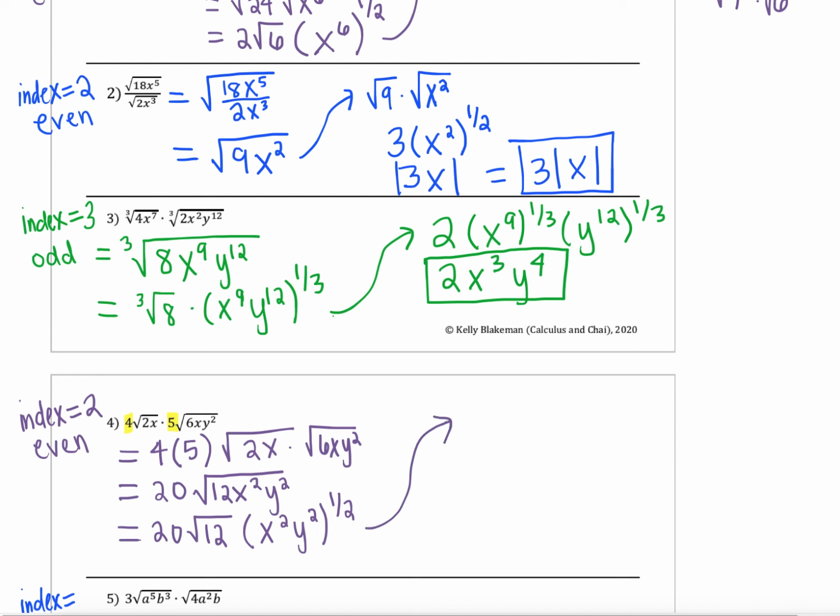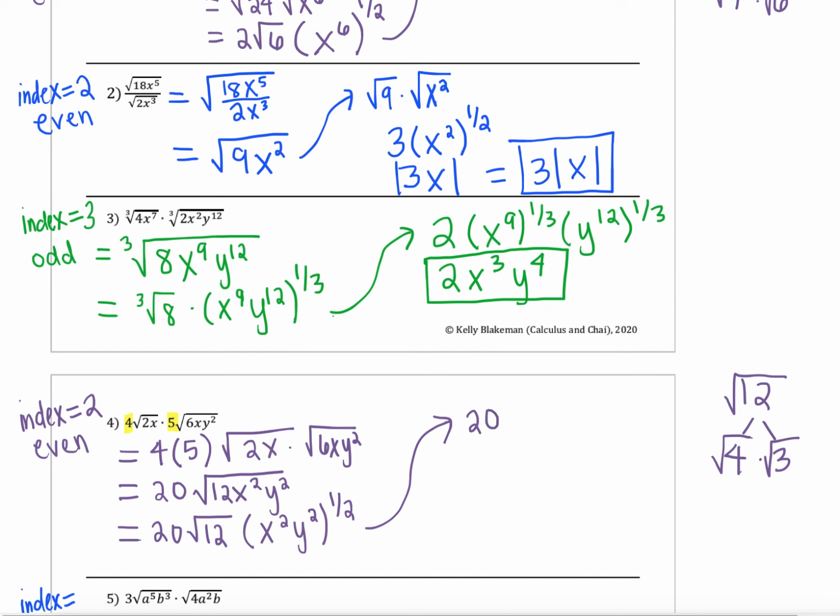Now from here, if we want to simplify the square root of 12, it's not a perfect square, but 12 does have perfect square factors inside of it. 4 would be that largest perfect square factor, and 4 times 3 would give us back 12. In this case, when we take the square root of 12, it would be the same thing as taking the square root of 4 times the square root of 3. Since 4 is a perfect square, we can simplify that.